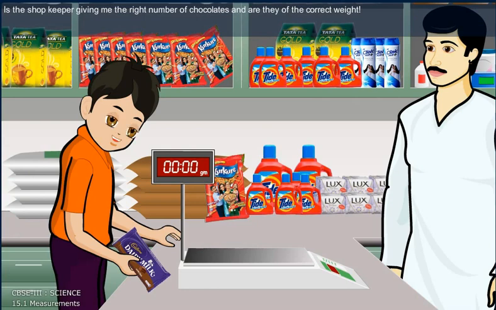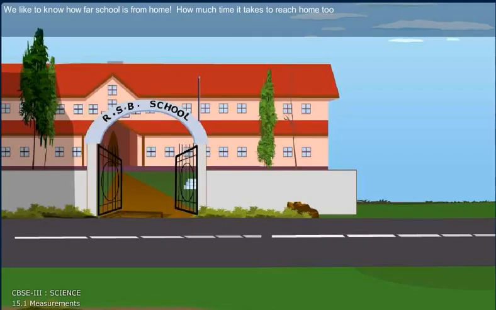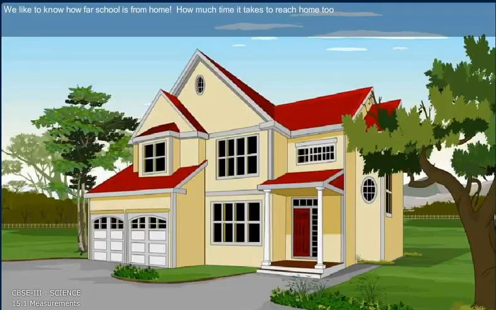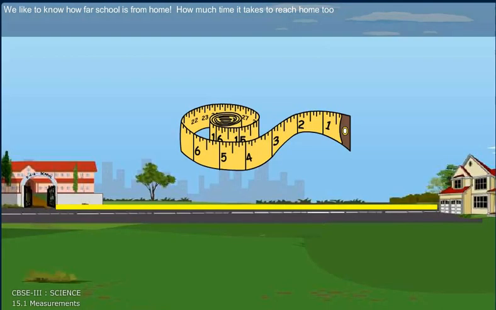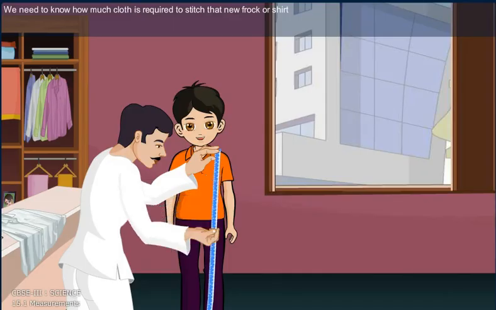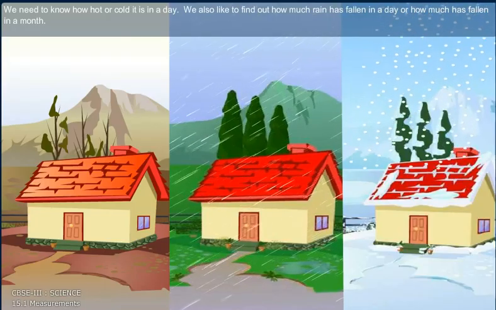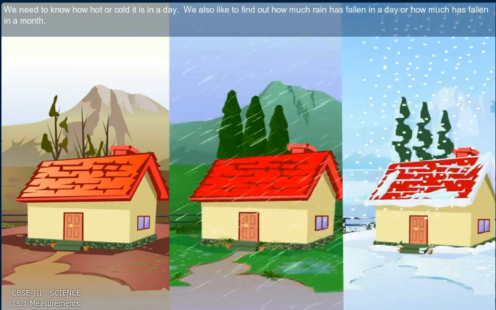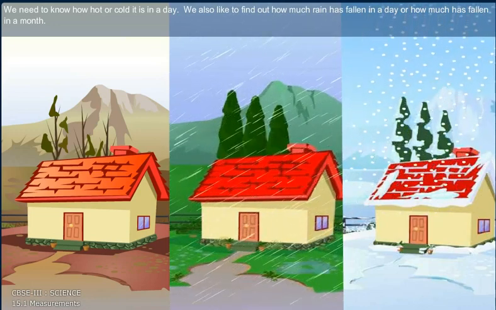Is the shopkeeper giving me the right number of chocolates? And are they of the correct weight? We like to know how far school is from home, how much time it takes to reach home too. We need to know how much cloth is required to stitch that new frock or shirt. We need to know how hot or cold it is in a day.